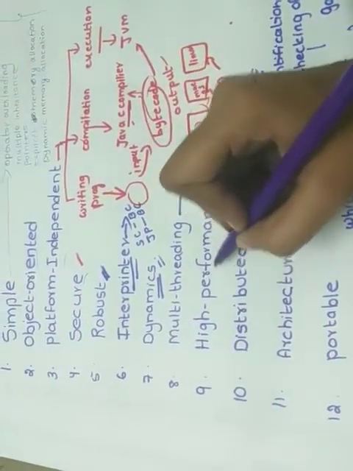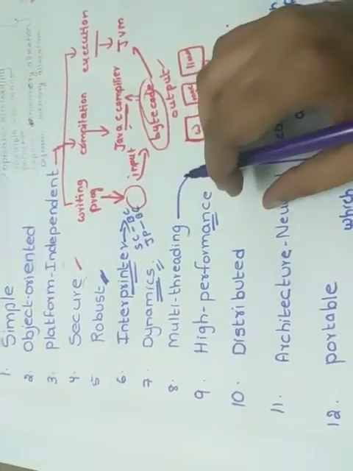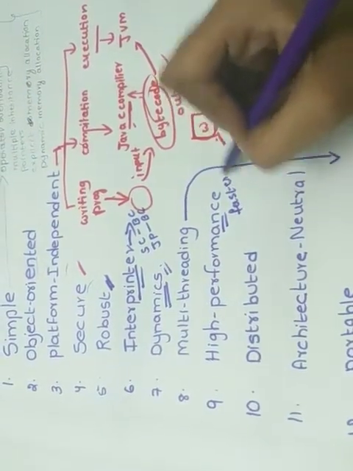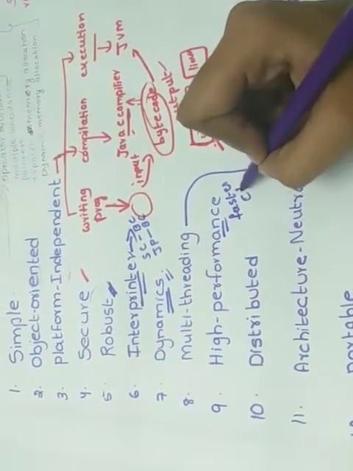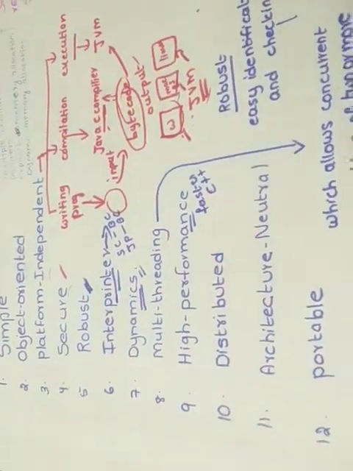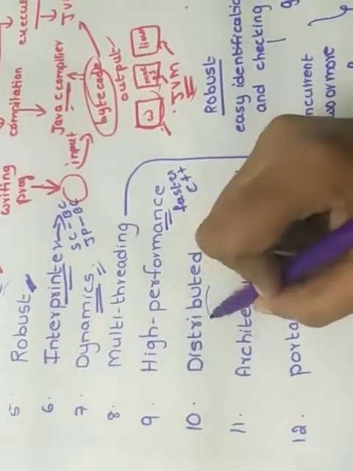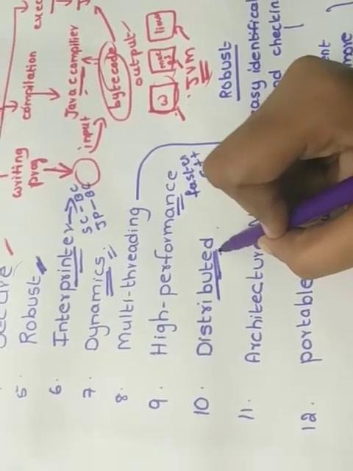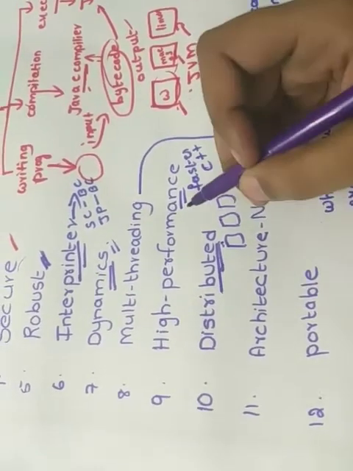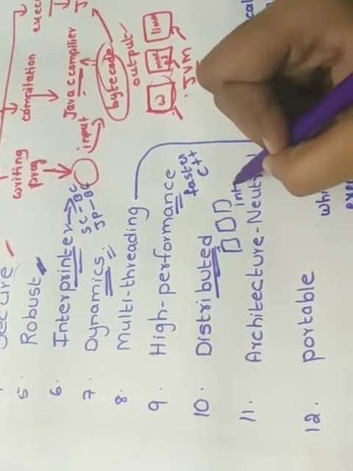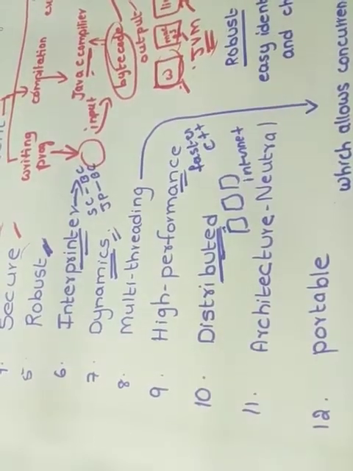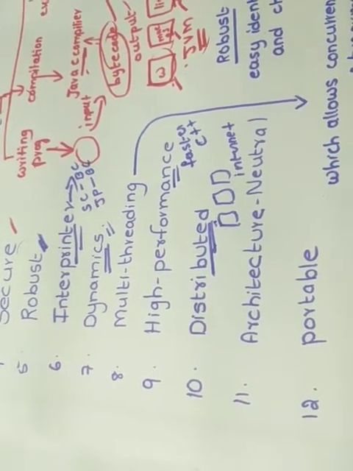Now let us discuss high performance. High performance means Java is faster when compared to other traditional languages like C++. That's why Java is a high performance language. Now, Java is distributed. That means there is software which can run on multiple systems which are connected to the internet at the same time.